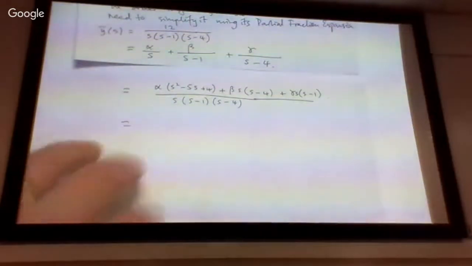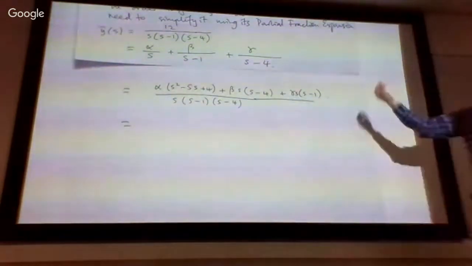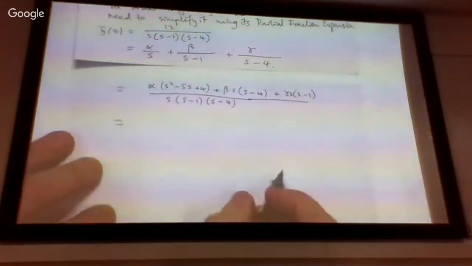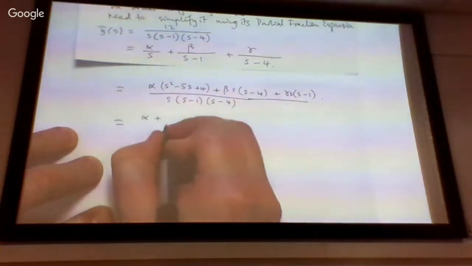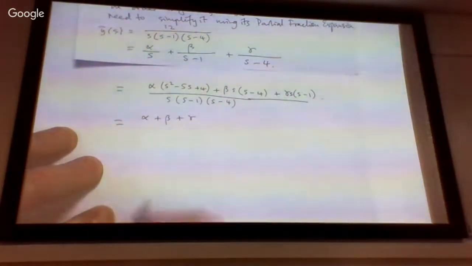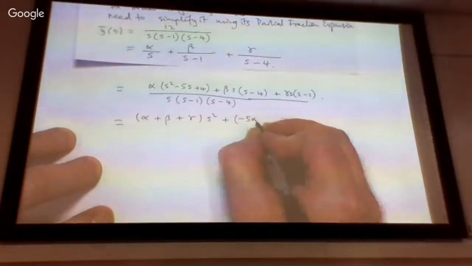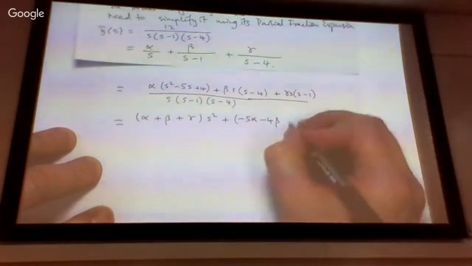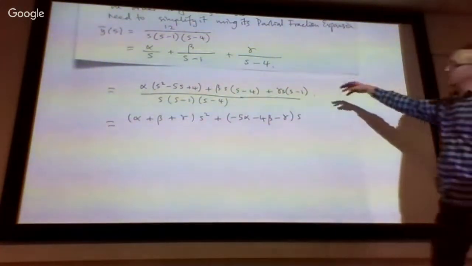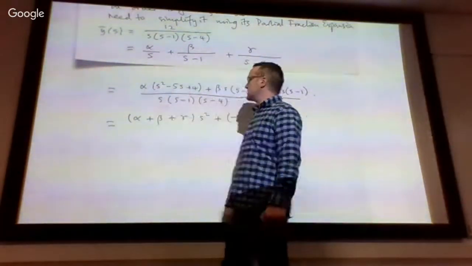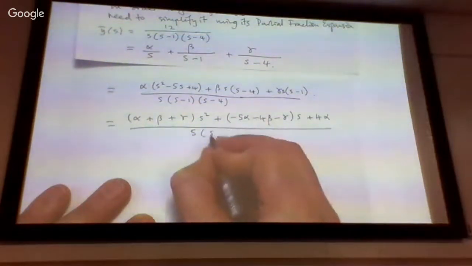And this numerator we're looking at is a big, long polynomial in s. So we'll want to get it into standard form, meaning so we can see clearly what the coefficient of s squared is, what the coefficient of s is, what the constant coefficient is. So let's do that. In multiplying s squared, we've got an alpha here, you've got beta there, and you've got gamma. They're all multiplying s squared. What do we have multiplying s? We've got minus 5 alpha, minus 4 beta, and minus gamma multiplying s. And what constant coefficient do we have? Well, the only constant coefficient on the top, constant meaning there's no s in it, is just the 4 times alpha. And that's all over s times s minus 1 times s minus 4.